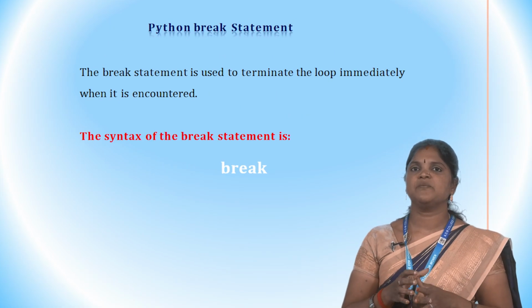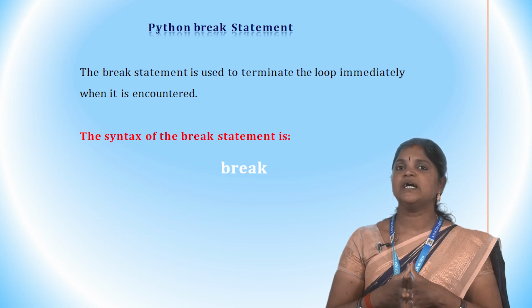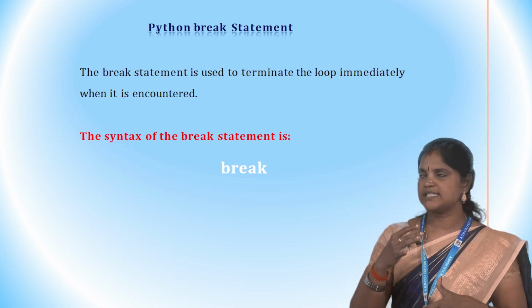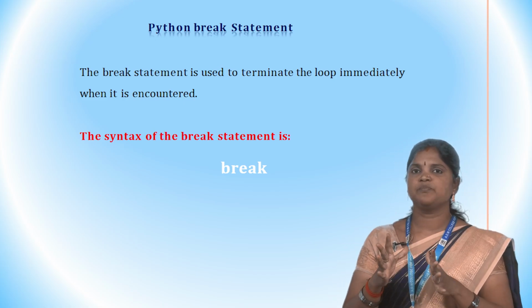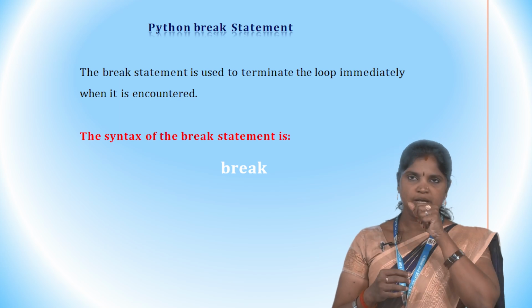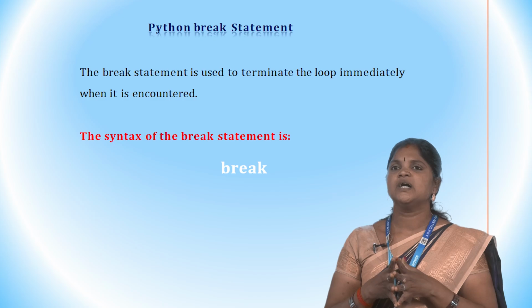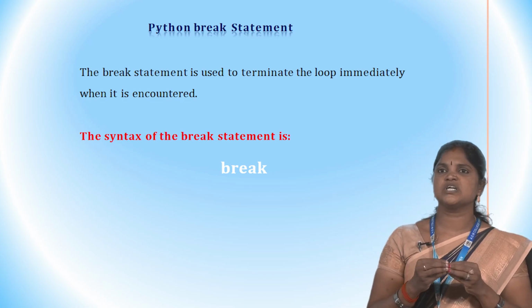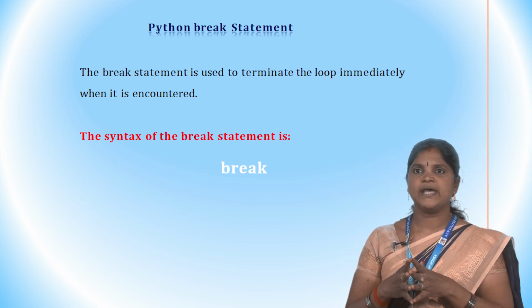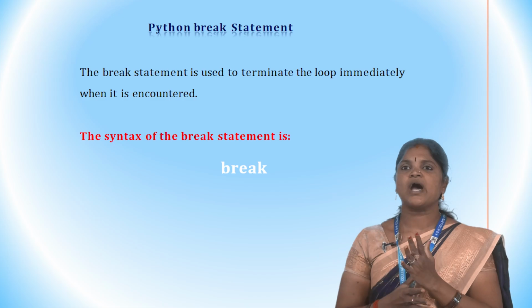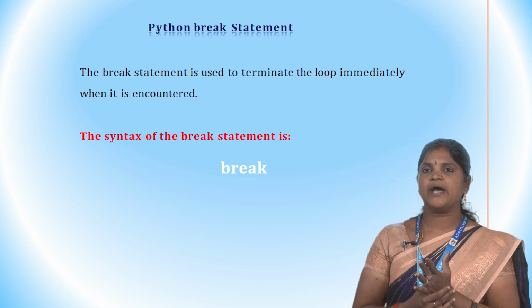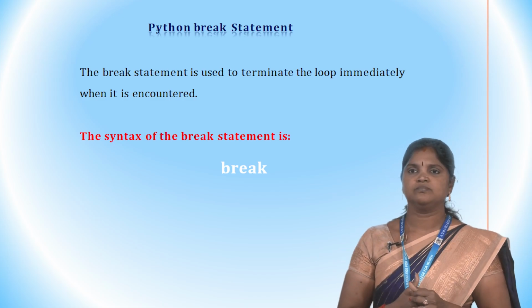Python break statement. The break statement is used to terminate the loop immediately when it is encountered. The syntax is break. We can use the break statement with a for loop to terminate the loop when a certain condition is met. For example, for i in range(5), if i equal to 3, break, print i. Output is 0, 1, 2.